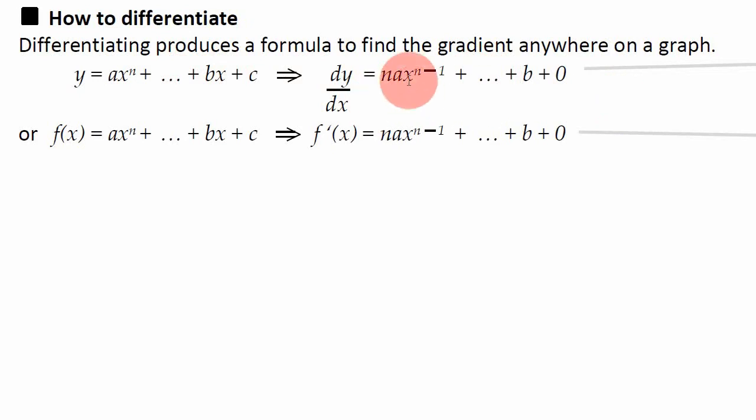Just looking at this formula, which starts off with a dy by dx, I talked about that in an earlier video. Basically that just means the gradient of a graph that has an equation that looks like this, y equals something with x in it. That formula that gives you the gradient anywhere on the graph works according to any x coordinate on that graph.